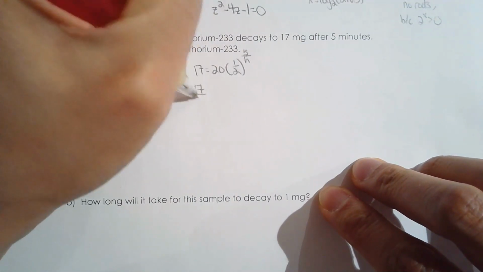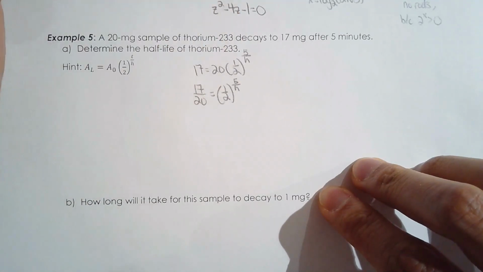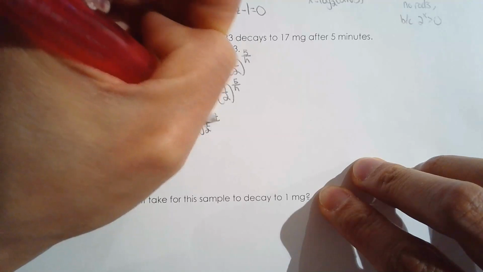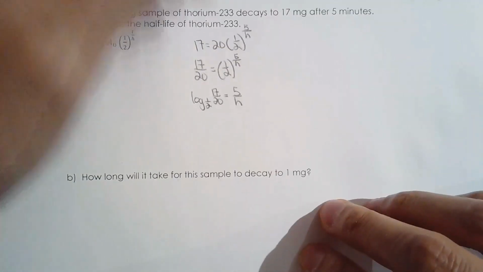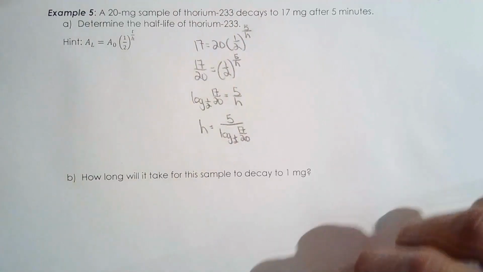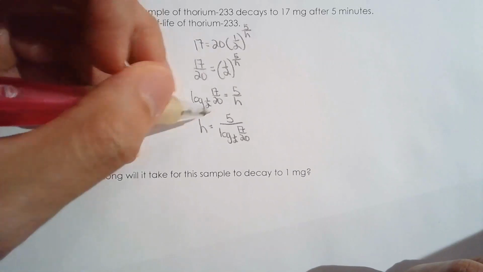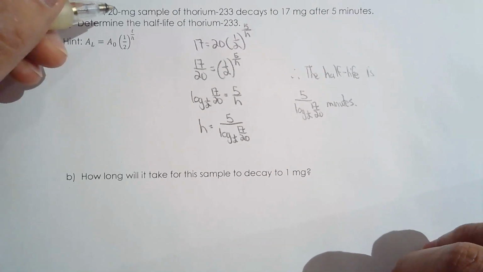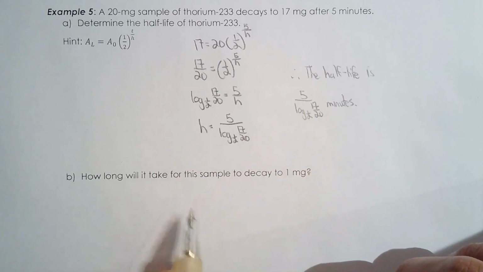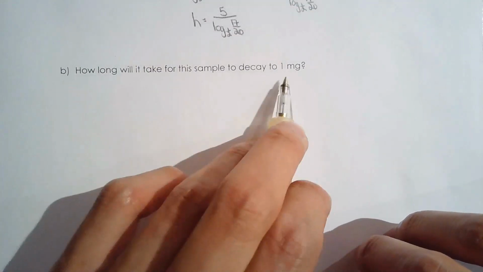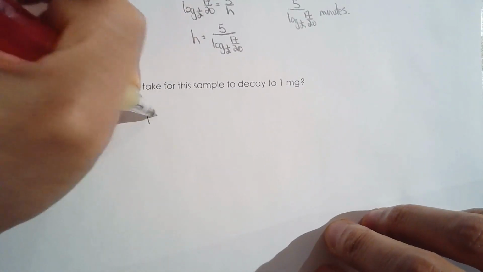Okay, so let's solve for h. So log base half of 17 over 20 is 5 over h. And then just rearrange. There you go. And the units for half-life is in minutes. So therefore, the half-life is how many minutes? You can probably find the approximate value, but I'm not very interested. I will show you in the next part, because I will find the approximate time it will take to decay to 1 milligram. Okay, so since I have the half-life, I can do this question.